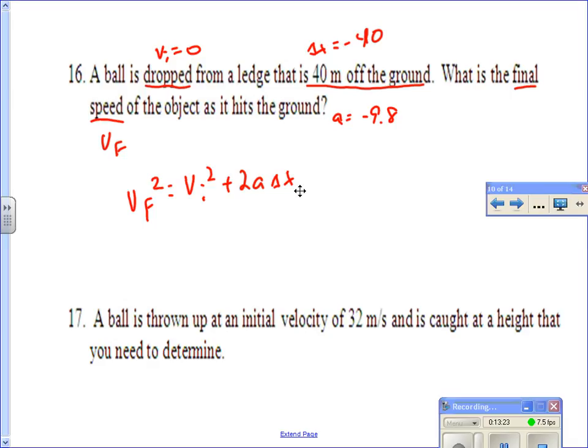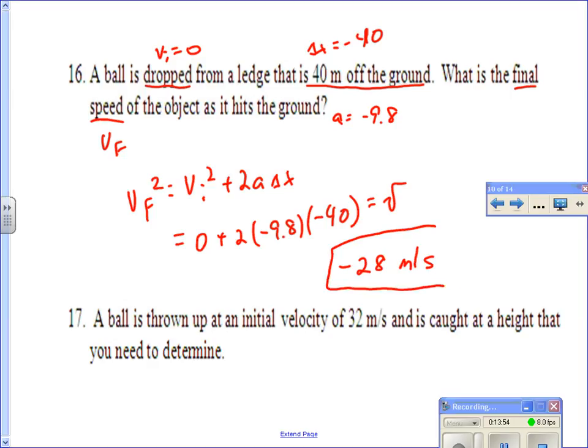VF squared equals VI squared plus 2a delta x. So you put your 0 plus 2 times negative 9.8 times negative 40, because the object's going to fall 40 meters, losing 40 meters. And then when you get that answer, you're going to take the square root of that answer, and you're going to choose the negative answer of that, and you're going to say it's going at 28 meters per second negative. On your test, you're going to have to know that it's a negative velocity.